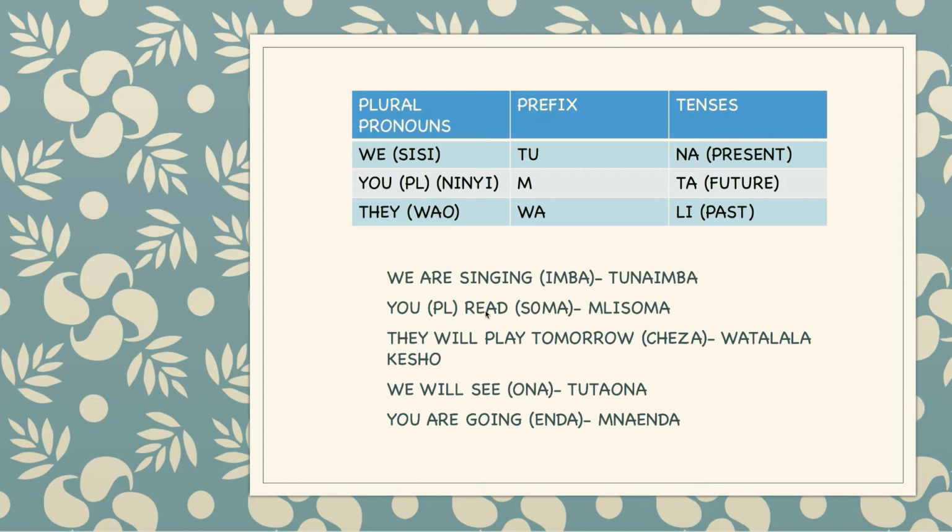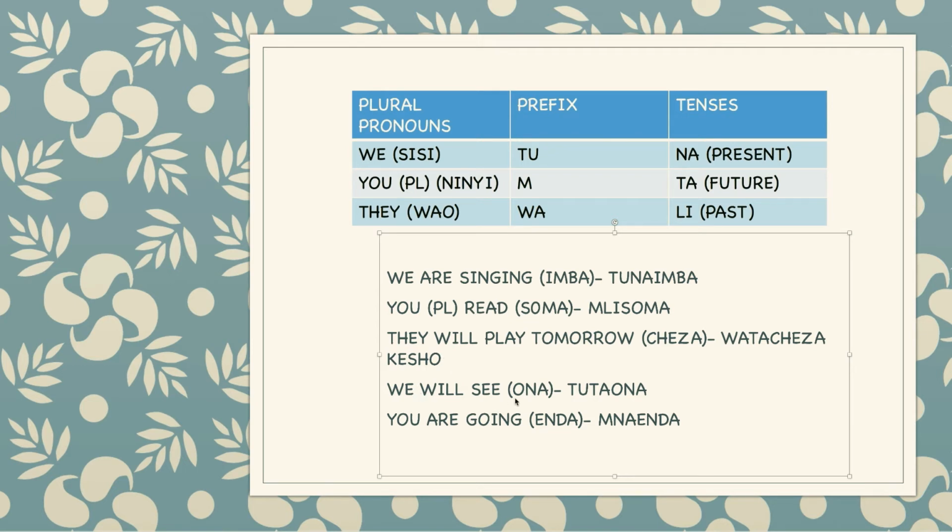Now let's look at the second one. You, in plural, read. So you read. For the prefix, m. And then past tense, it's going to be li. So mlisoma. That says you read. And then we have they will play tomorrow. So they is wa. That's the prefix for they. And then future tense is ta. Put it there. Wata... sorry, that is cheza. Watacheza kesho.